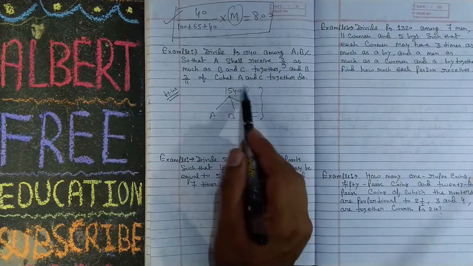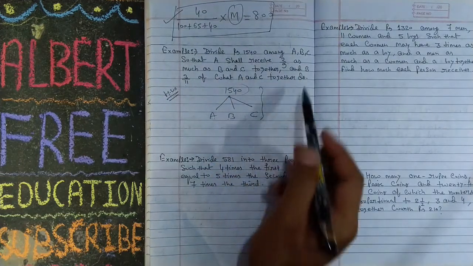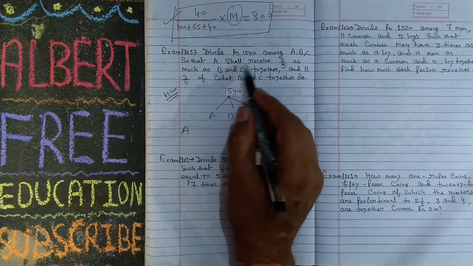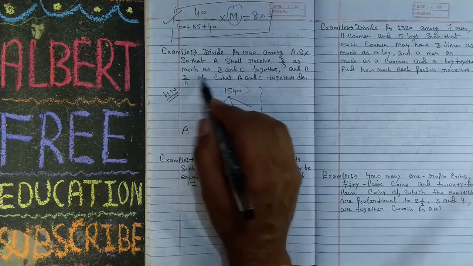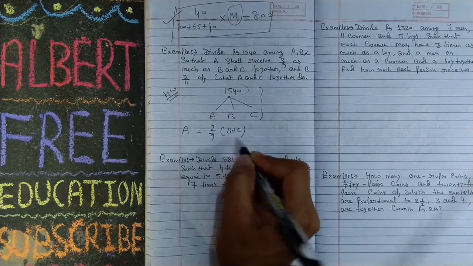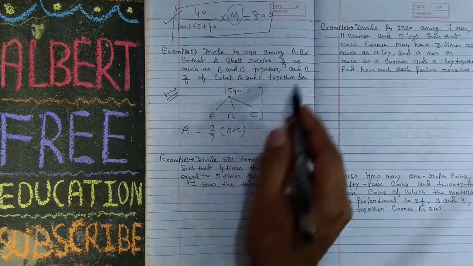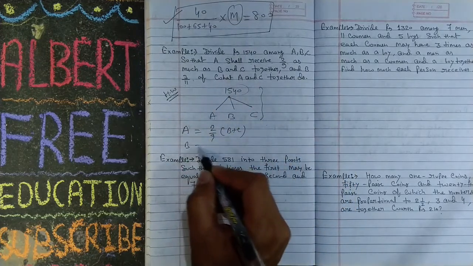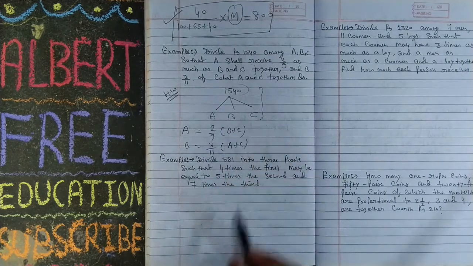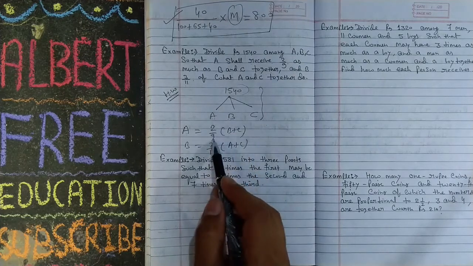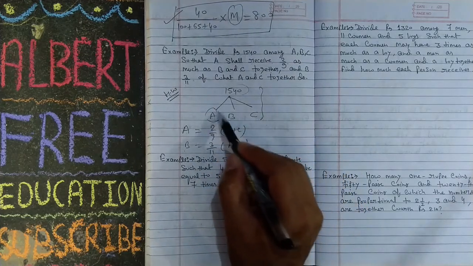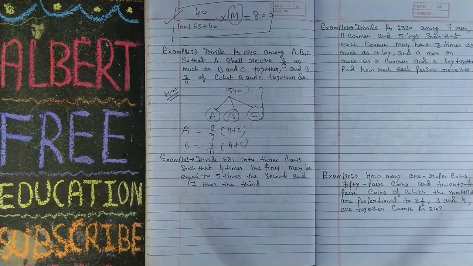You have to divide this 1540 in the ratio A:B:C such that A shall receive 2/9 as much as B plus C, and B has 3/11 as much as A plus C. So A ratio B plus C is equal to 2 upon 9, B ratio A plus C is equal to 3 upon 11. Now you have to find the share of A, share of B, share of C.